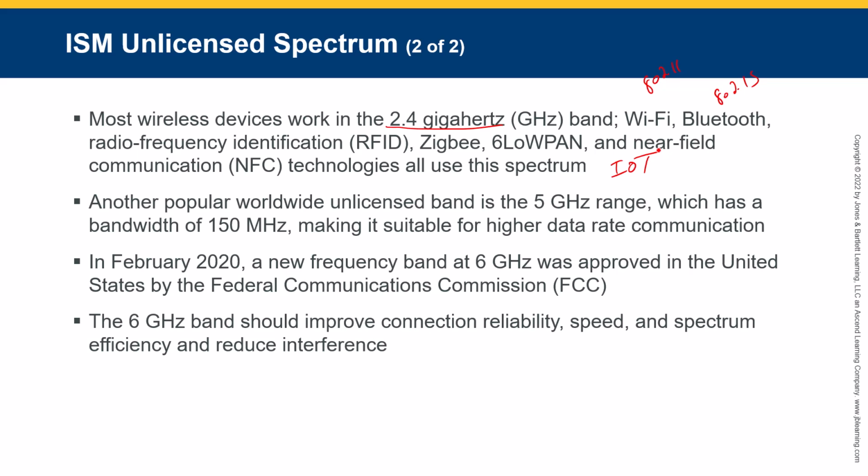That is a slower process. Again, more popular globally is that 5 gigahertz range. It does have bands of 150 megahertz, so a little bit more than our 20 megahertz bands in 2.4 gigahertz. Does make it suitable for higher data transmission rates. And again, the FCC in 2020 did grant access to that 6 gigahertz band within the US.